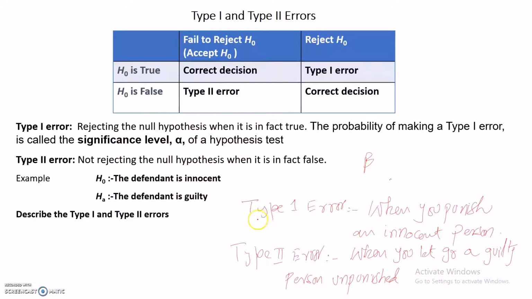So look at that once again. Type 1 error, when you punish an innocent person, you have committed a type 1 error. And a type 2 error, when you let go a guilty person unpunished, you have committed a type 2 error in this particular situation. Okay.